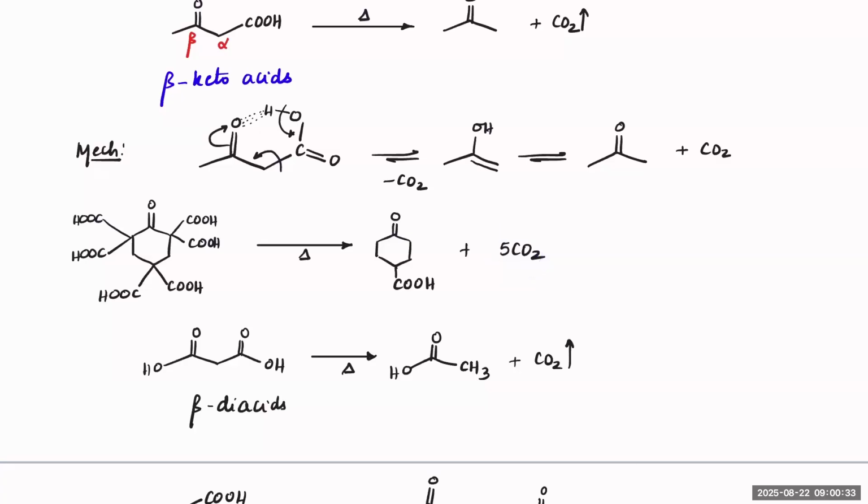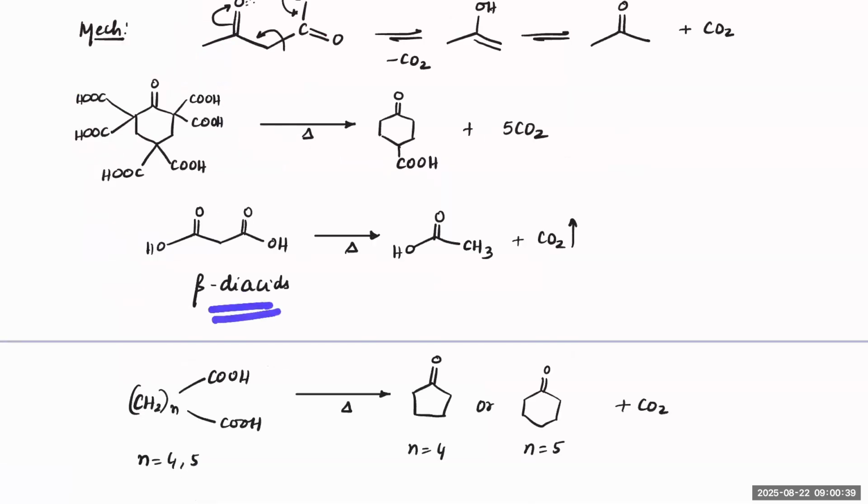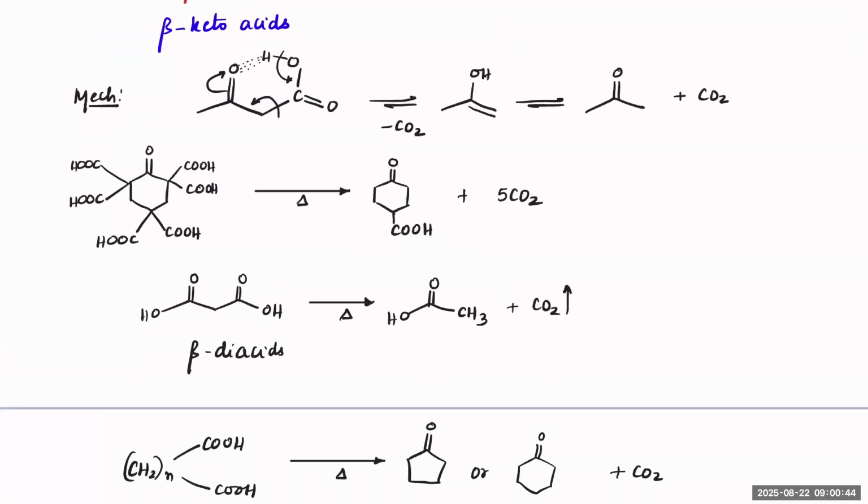Now, even if we have beta diacids, these are called beta diacids. In beta diacids also, the mechanism will go very similar to this one. Here, the only difference is that instead of methyl, you have one OH group here. That's it. So same logic here. This OH and this oxygen will make a chelation. This will come out as CO2 and this part will remain as acid. So you will have this acid and CO2. Because this is a beta diacid, one of the acids will go away. So this is a very standard JEE question to figure out how many carbon dioxides you will get on decarboxylation.